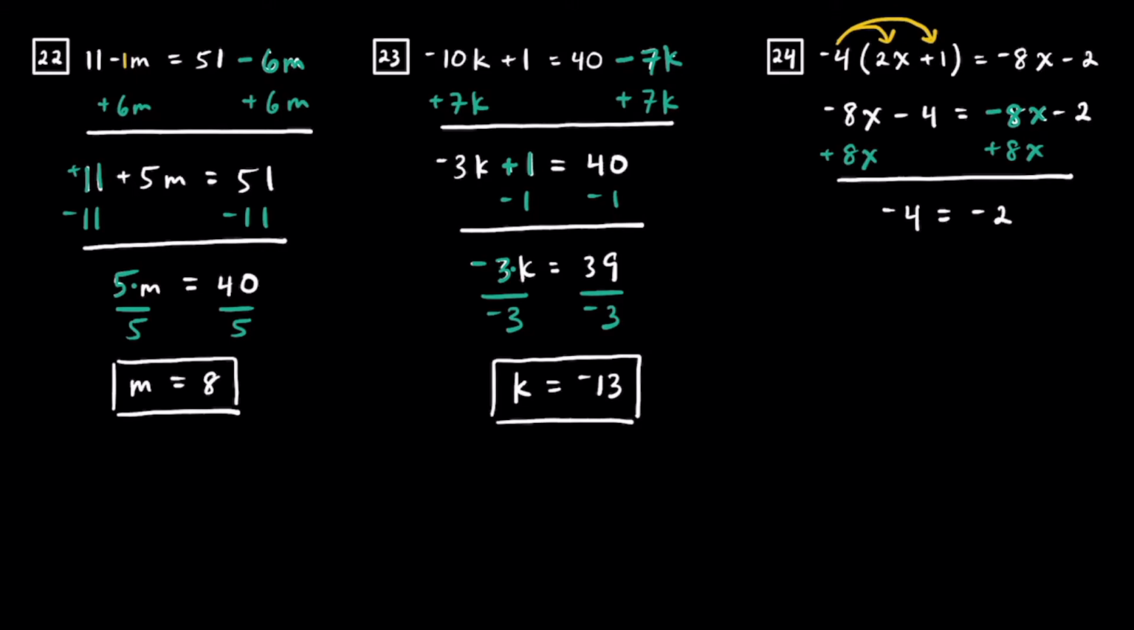So this is pretty interesting here because we said negative 4 is equal to negative 2, and this simply is not true. So whenever you get a solution that looks like this, where you get a statement that simply isn't true, you can go ahead and say that there is no solution, all right?